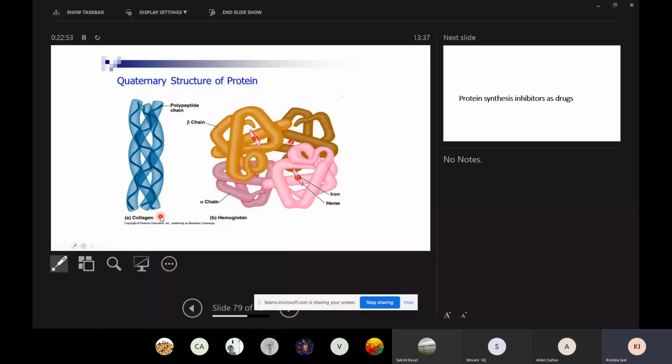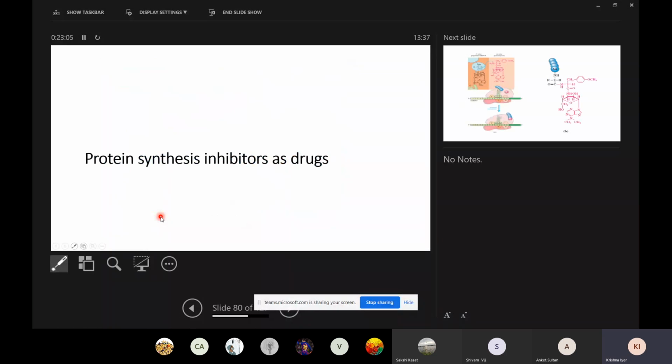Okay, now because protein synthesis is so crucial to the survival of an organism, you'll find that many drugs which are used for treating infections mainly are protein synthesis inhibitors. Okay, and by inhibiting protein synthesis very specifically of, say, the pathogen, you are able to then in a sense inhibit the growth of that pathogen and treat the infection which is caused by the pathogen.